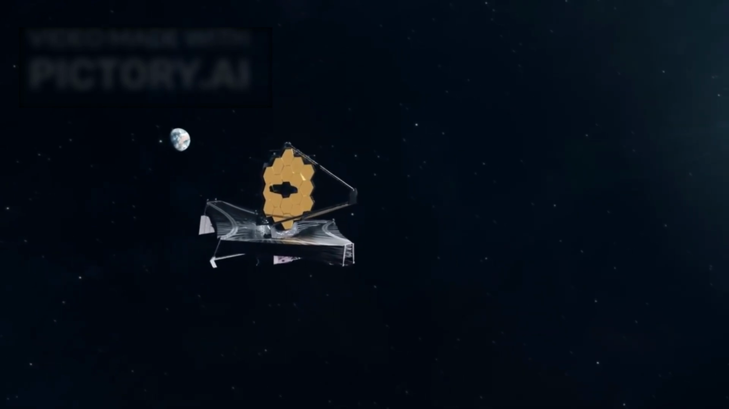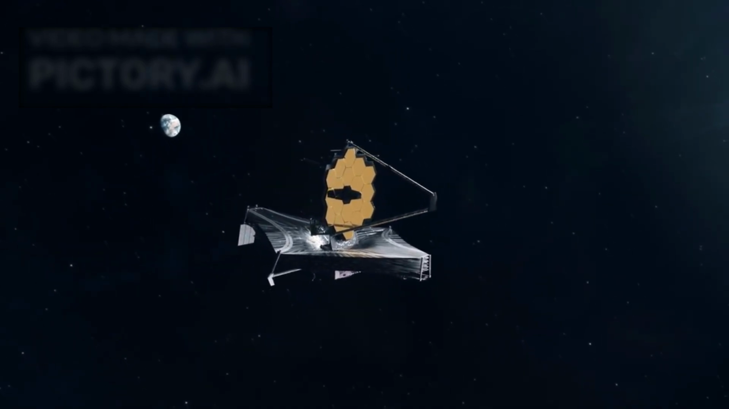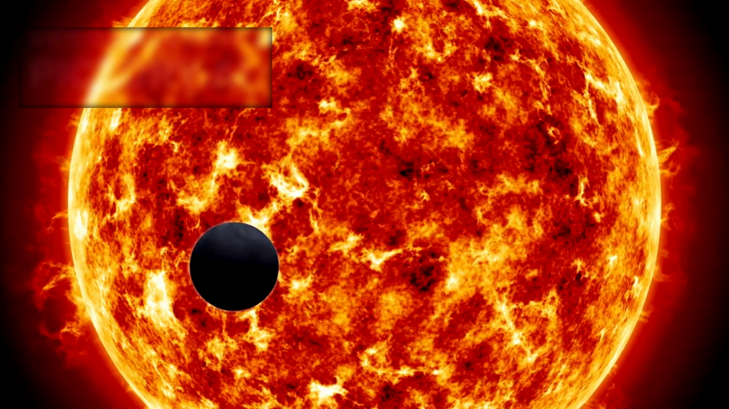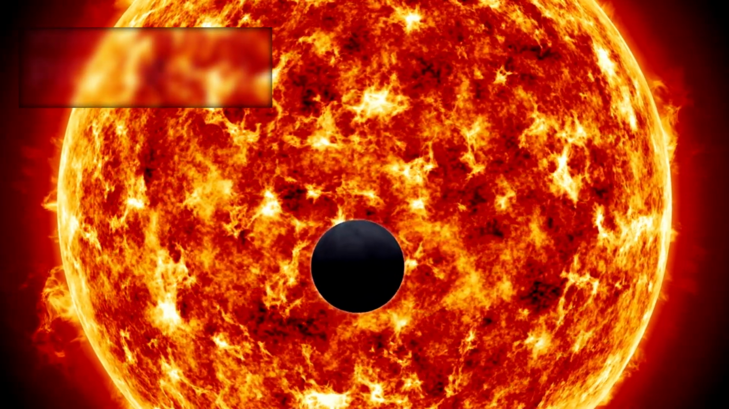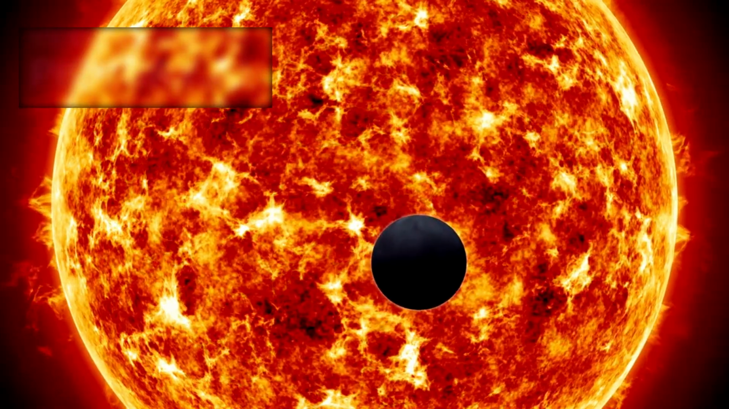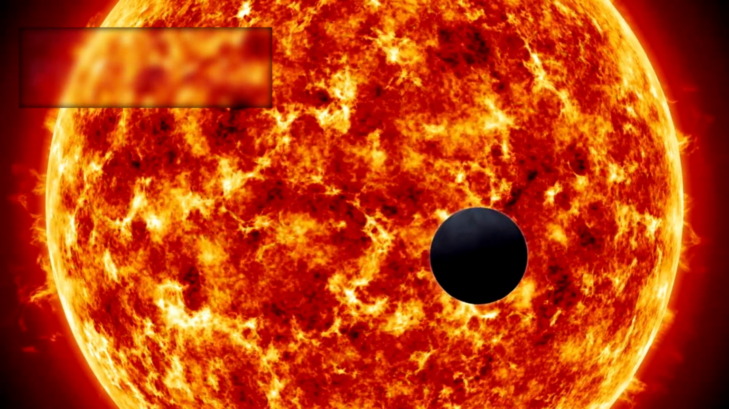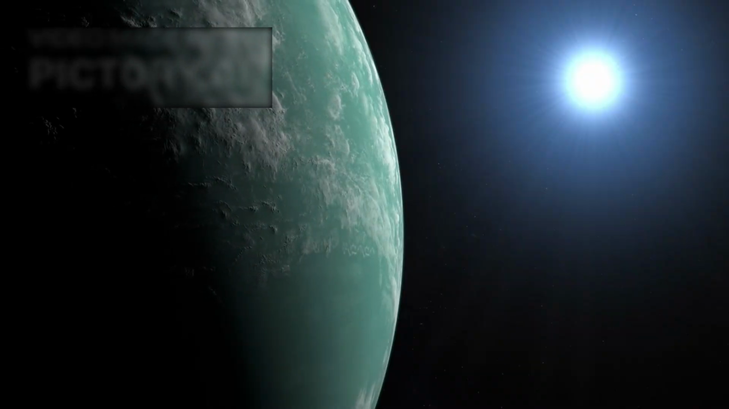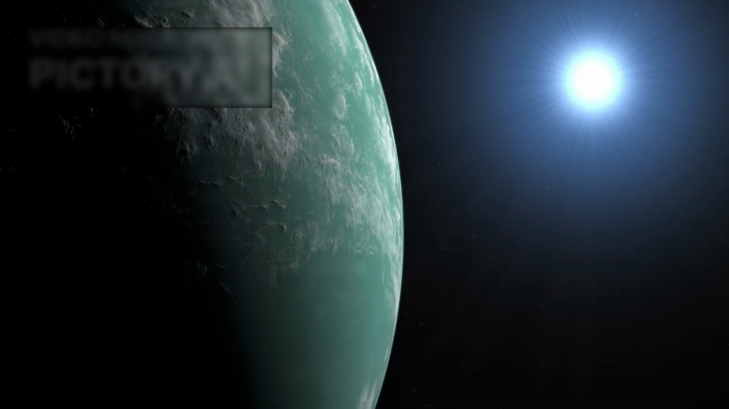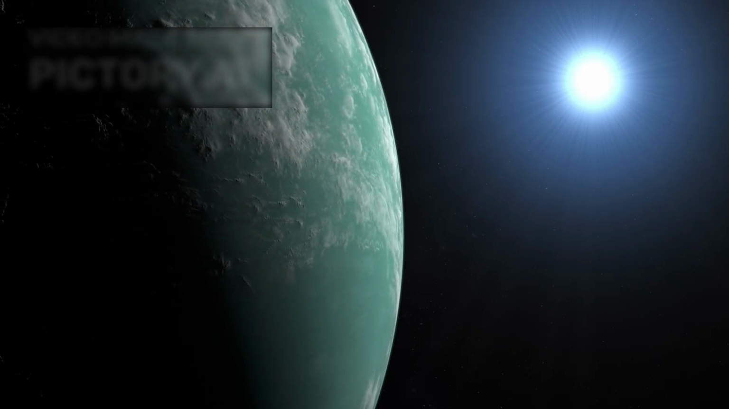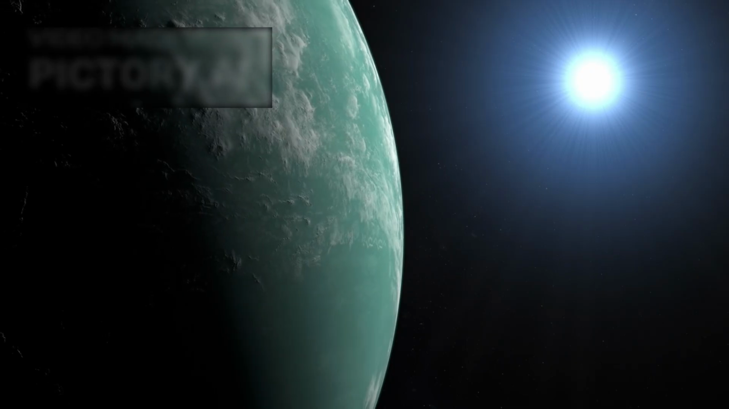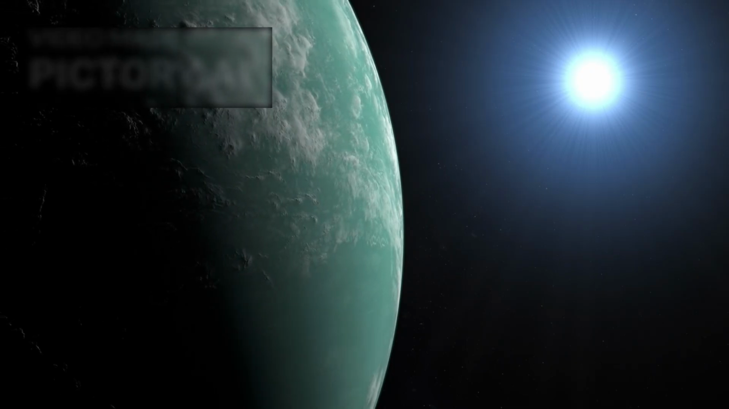Webb is also peering into the atmospheres of distant exoplanets, planets that orbit stars outside our solar system. Using a method called transmission spectroscopy, the telescope analyzes starlight that filters through a planet's atmosphere as it passes in front of its host star. By studying the specific wavelengths of light that are absorbed or emitted, scientists can identify the presence of molecules such as water vapor, carbon dioxide, methane, and possibly even signs of life.